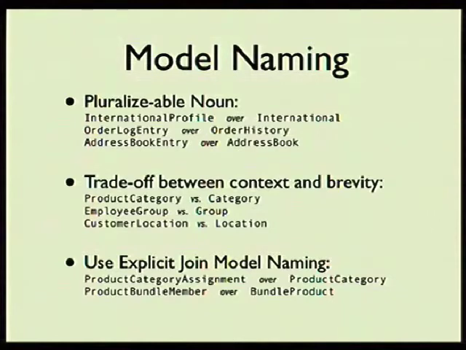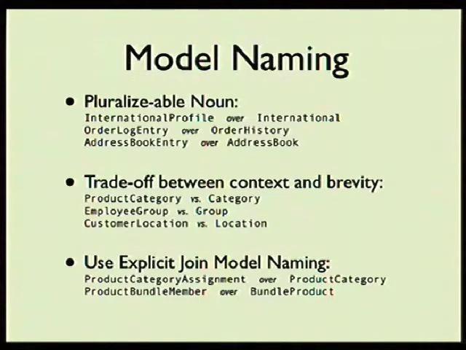There's also a trade-off between maintaining context with names and brevity. And this is something I struggle with a lot. I think a lot of other people run into this issue. Say you're building a product catalog. Do you name your category just category or product category or what, right? So product category has a little more context, but it's a little more verbose.